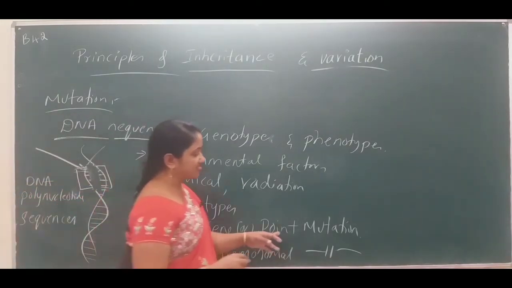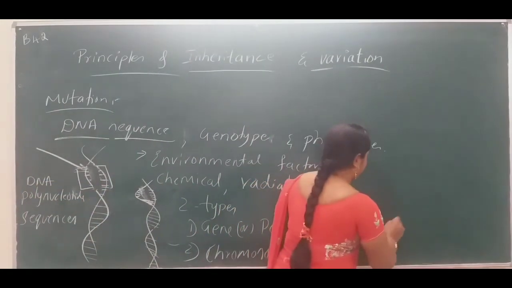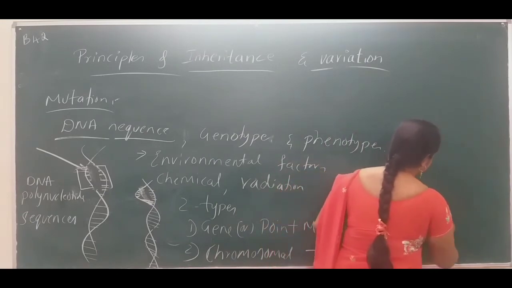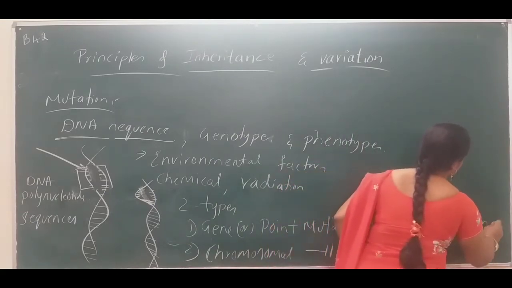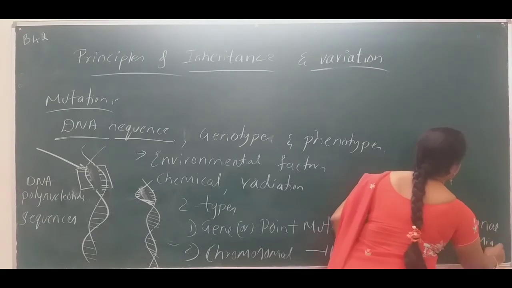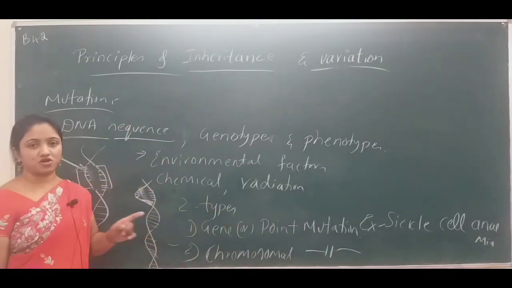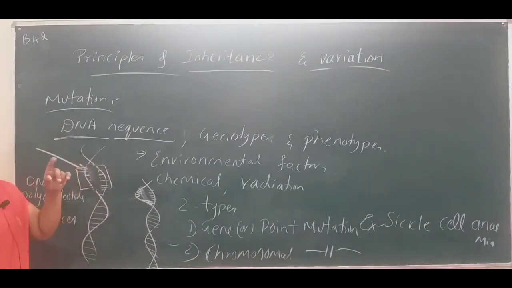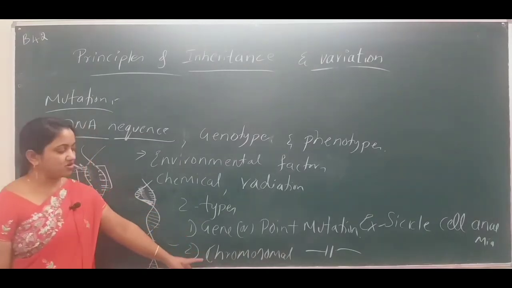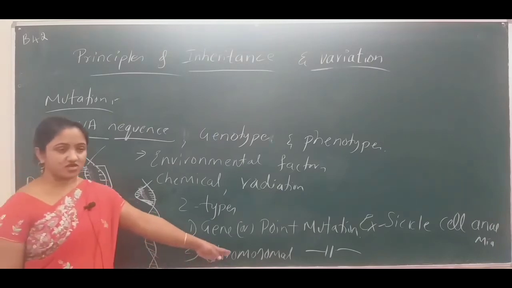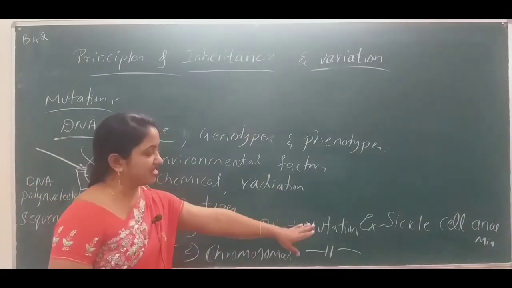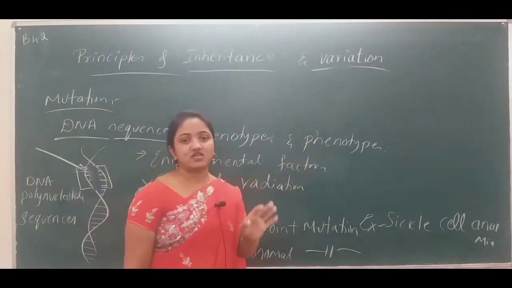Here one example is there. The example is sickle cell anemia, which beautifully explains the gene mutation or point mutation. What is sickle cell anemia? One more example is there. I am going to give you in chromosomal mutation. So these two explanations come under the genetic disorders.